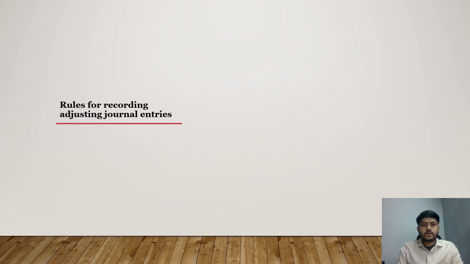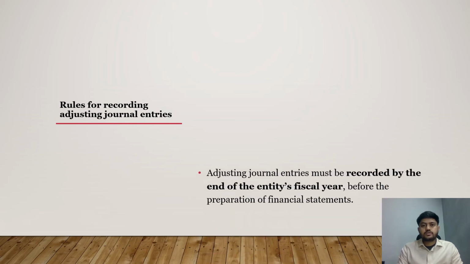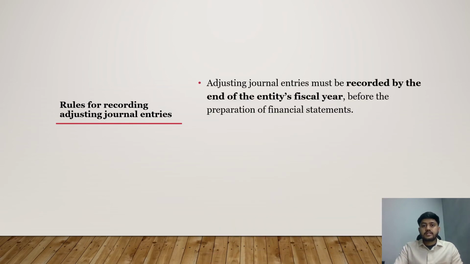Next is rules for recording adjusting general entries. So the first rule is that adjusting general entries must be recorded by the end of the entity's fiscal year. This is easy. Then the second is that adjusting journal entries never involve the cash account. So for example, in case of unearned revenue, what was the first entry? It was cash to unearned revenue. This is not an adjusting JE, because this is normal. When you receive the cash, you will book an entry from cash to unearned revenue.